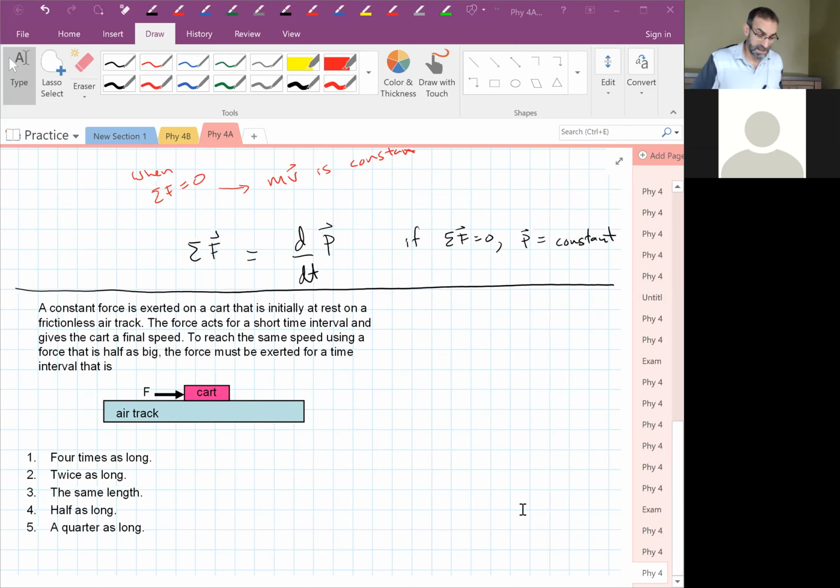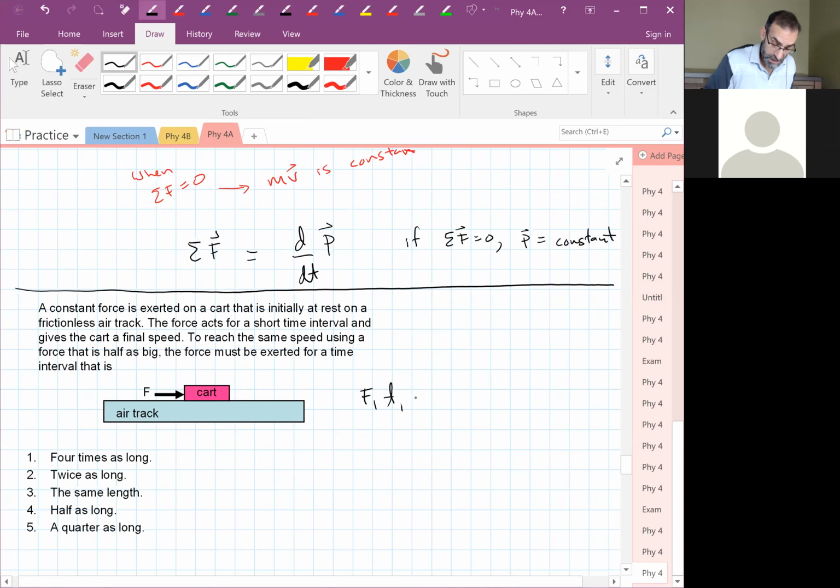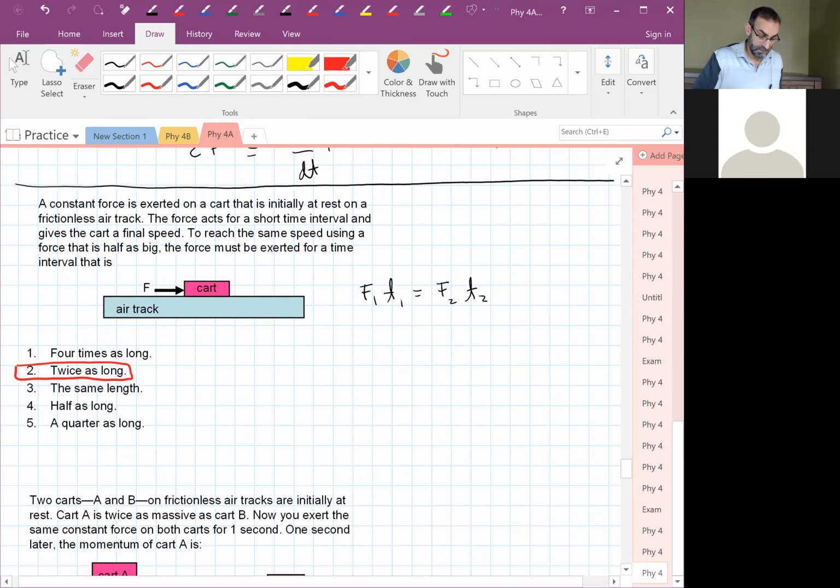So basically we've got F1 T1 has to equal F2 T2, twice as long, right? Impulse momentum.